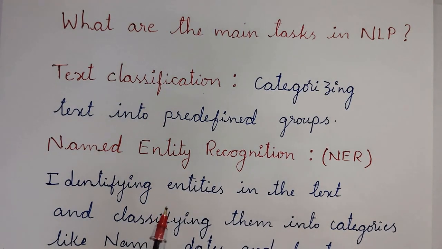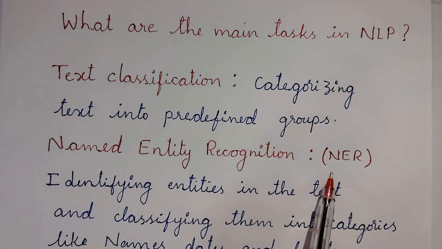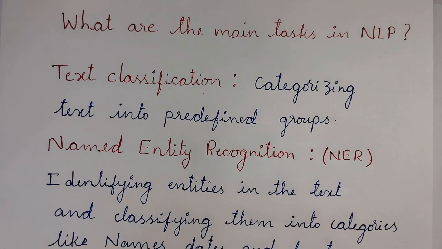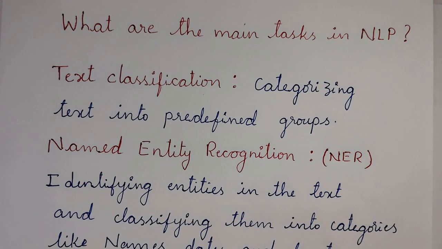Another one is named entity recognition. In short form, we'll call it NER. Here, we identify entities. What are the entities? Names, dates, locations, and organizations. We are going to identify and classify the text into these four categories: names, dates, locations, and organizations.